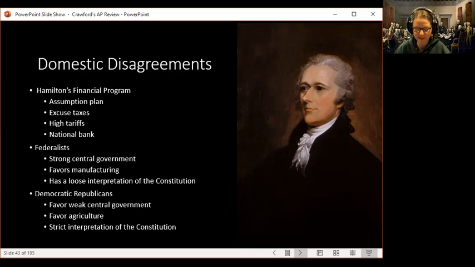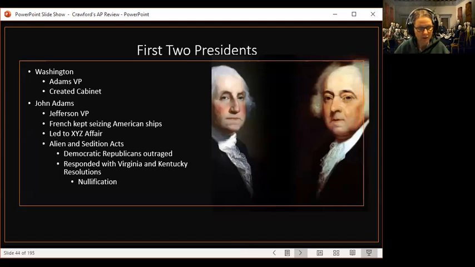So Hamilton is a Federalist who favors a strong central government. He favors manufacturing, and he has a very loose interpretation of the Constitution. But we have Thomas Jefferson's Democratic Republicans. So Thomas Jefferson and Madison both favor a weak central government. They favor agriculture, and they have a very strict interpretation of the Constitution. And this is going to lead to the growth of political parties. That's where we're going to see that come from.